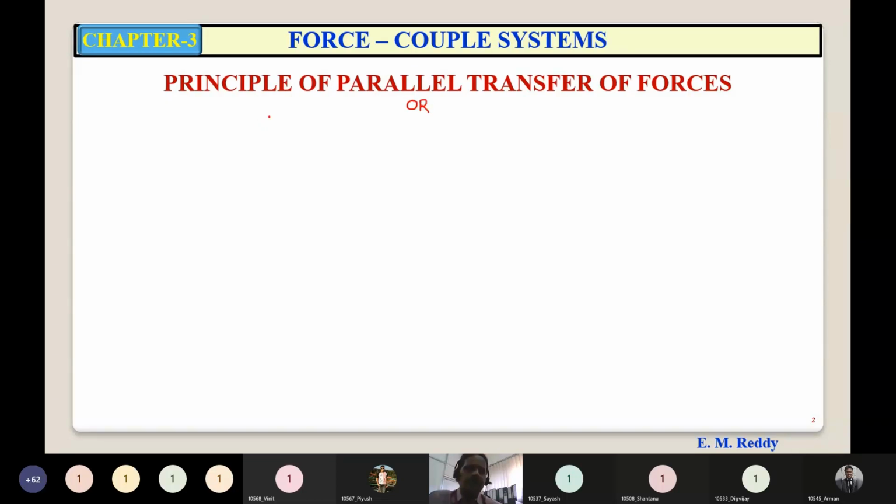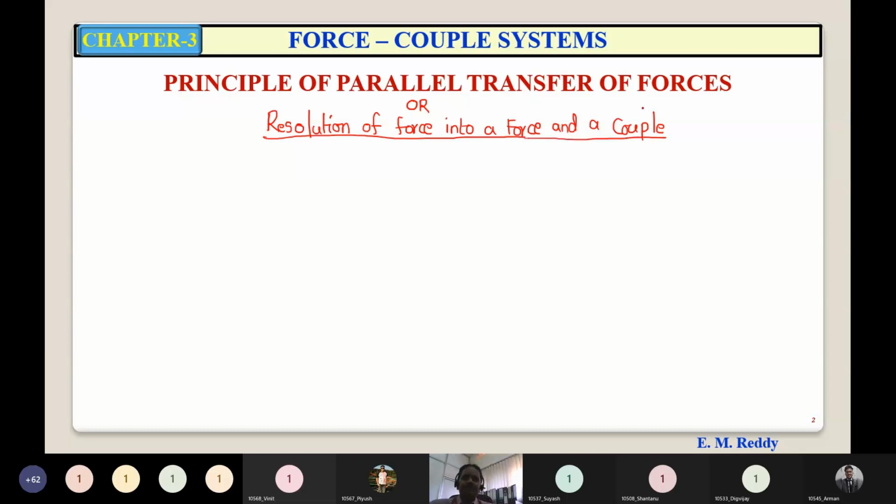Or resolution of force into a force and a couple. So we are resolving force into two parts. One is force, other one is couple. So without changing the effect. Please note down the statement.